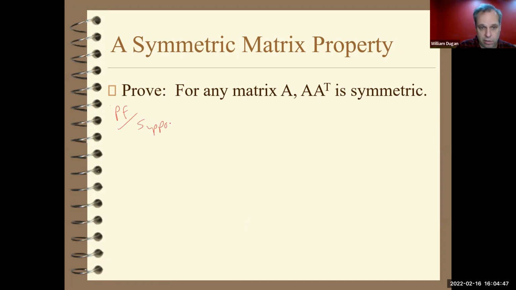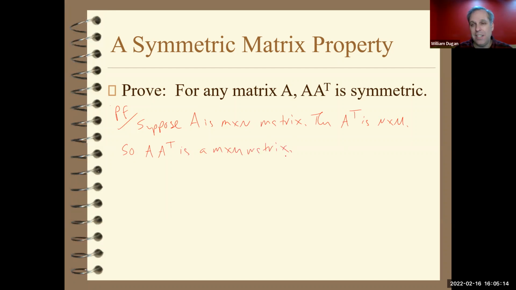suppose that A is an M by N matrix. So it could be any kind of matrix, not just square. Then A transpose is N by M. So A times A transpose is an M by M matrix. This is important because, to be called a symmetric matrix, it must be square, so the number of rows has to equal the number of columns. So I had to show you that the number of rows and the number of columns are both M if the original matrix is M by N.